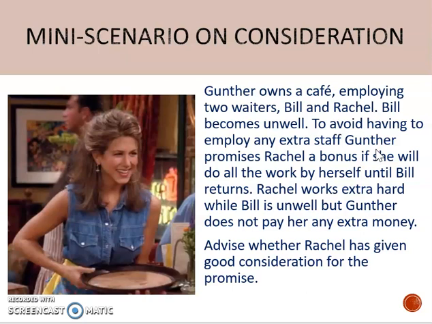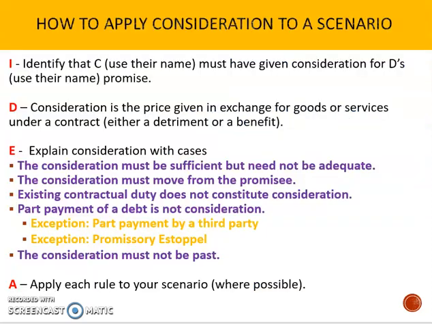Now that we know what the key issue is, let's have a look at how we would structure this using IDEA. So I'll just skip to that slide. So as always, we use the IDEA structure, and you're going to start by identifying who your claimant is and pointing out that they need to have given consideration. So in this scenario, we'd be saying Rachel must have given consideration for Gunther's promise to pay her more.